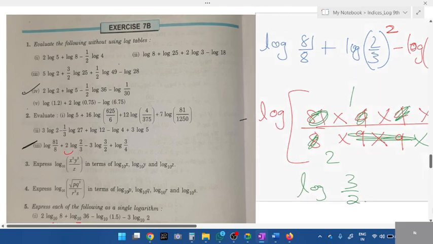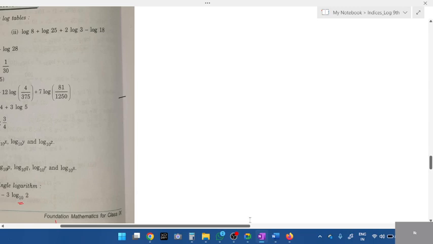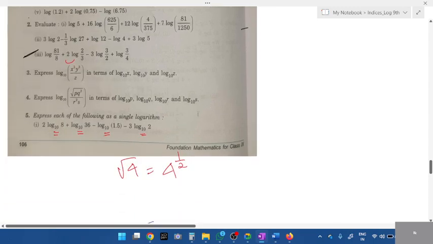Understood? See, log 3 by 2 you can't convert. Don't write it as 1.5 and all those things. Just leave it as it is. Log 3 by 2. Okay, other things we have done.